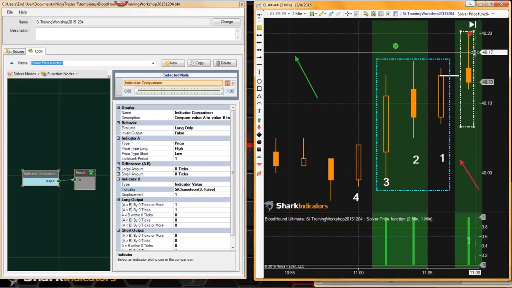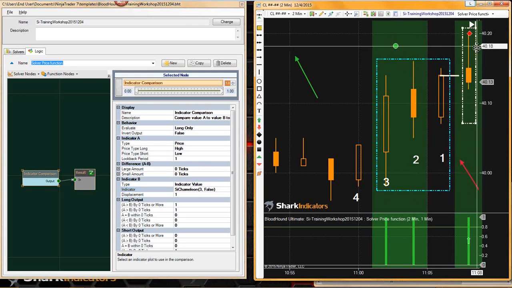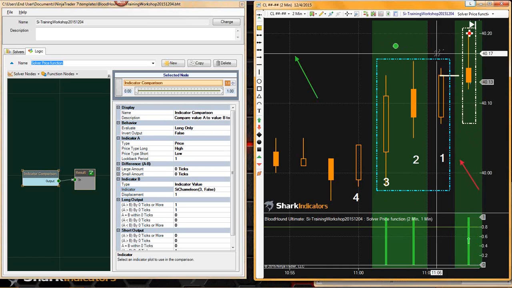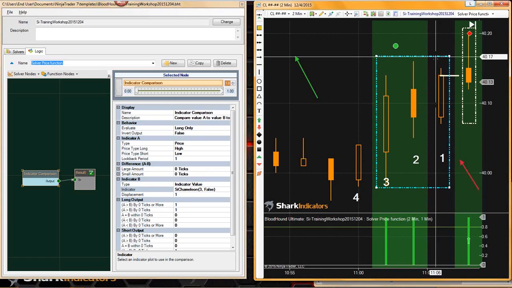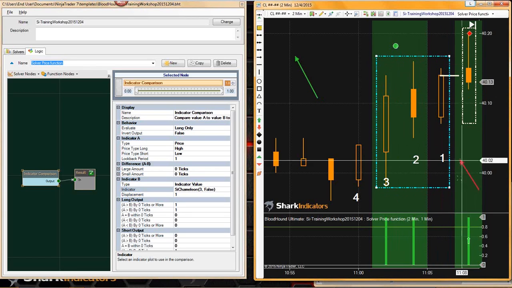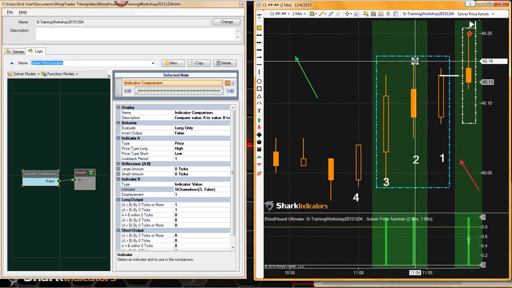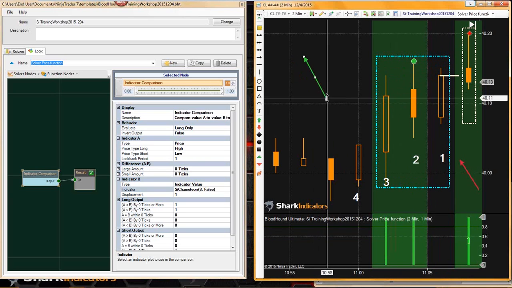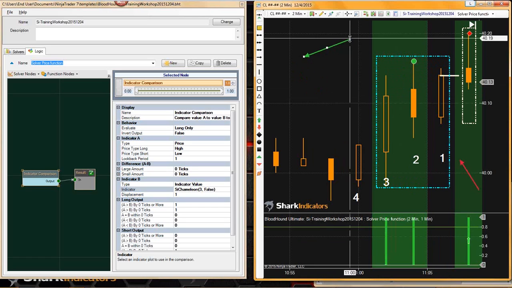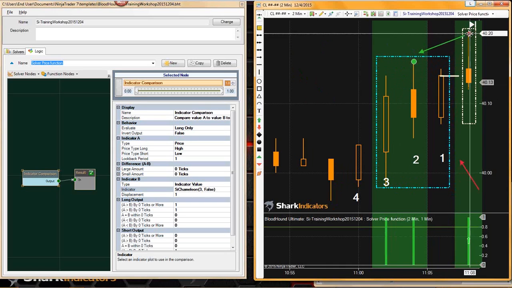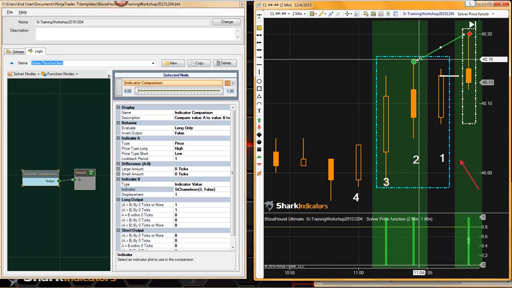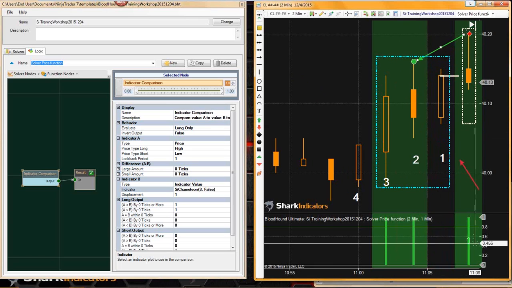So this bar here, remember this is the current bar, so its high is higher than the bars in here. And that's why we have a long output, because it is higher than the highest. So this would be the highest of the last 3 bars. And so the solver is saying, yeah, this high price is actually higher than those last 3 bars, and that's why we get a long output.